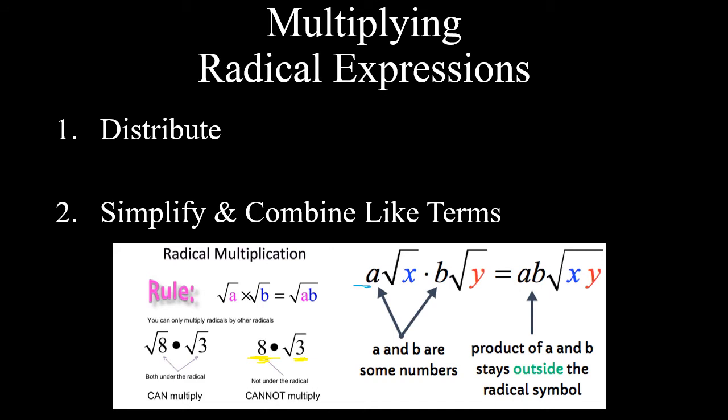So here, A and B are outside the radical, and you can multiply those two things together. All right? But you can only multiply together things that are outside the radical with each other, or things that are inside the radical with each other, as long as the index is the same. So that's important to know as we go into this.